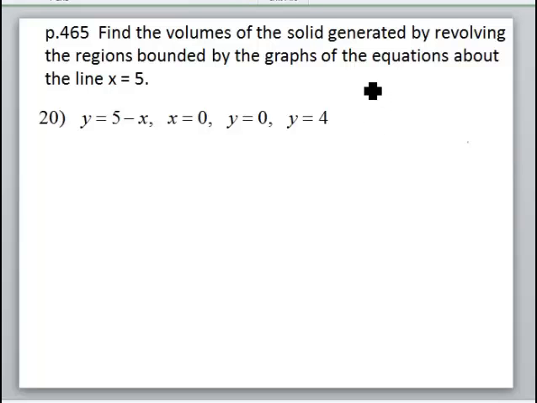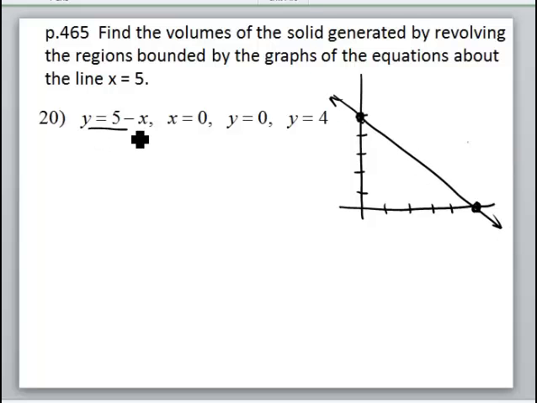Alright, getting started with this problem, I'm going to be revolving about the x equals 5 line, which makes it a little bit different than what we've done. I have a line that starts at 5 and has a slope of -1. So it looks like this. I'm going to be revolving about the x equals 5 line. I have the x equals 0 and y equals 0 lines. So those are the axes that it's bounded by. And then I also have one other line here, the y equals 4 line.